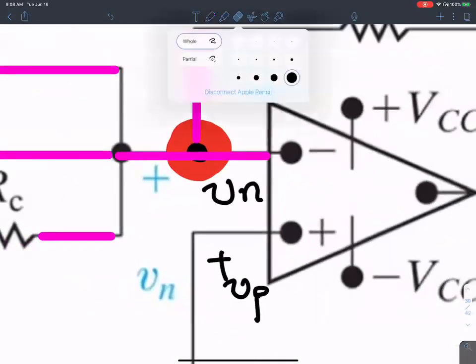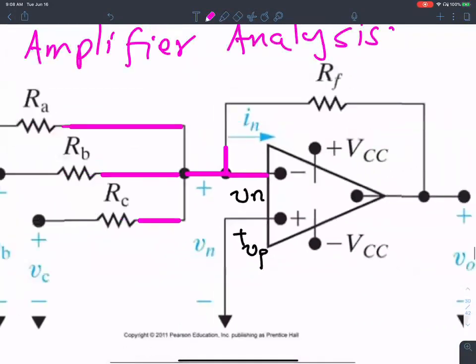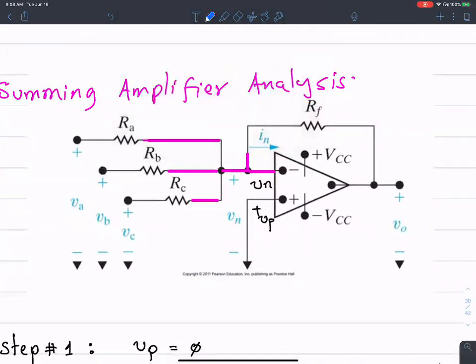How do you want to, it's your choice, and we'll follow your choice in terms of the currents. Which direction do you want to pick for the current in the top branch, RA, that current? Do you want it from left to right or right to left?